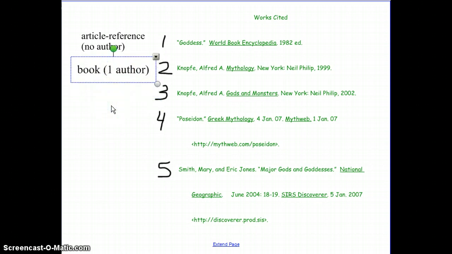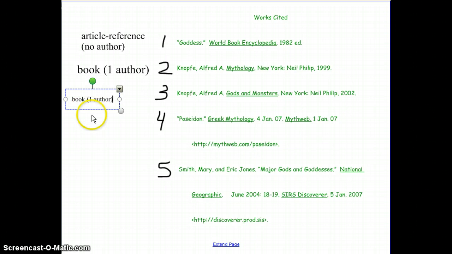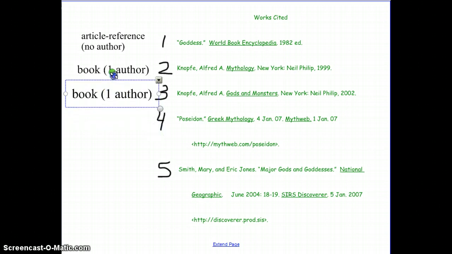Okay, third source. What do we know about the third one, Michael? It's another book, and it's the same author. This is going to be tricky. Book. One author, and it's the same author as source number two. So we're going to have to do something special later on when we do this one.